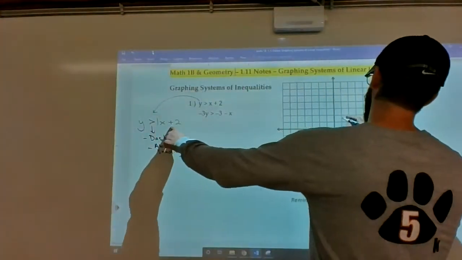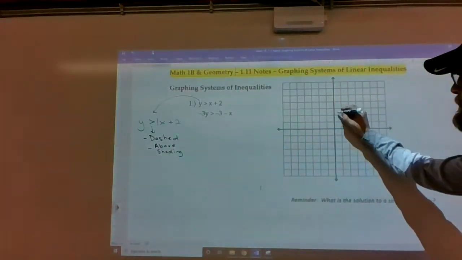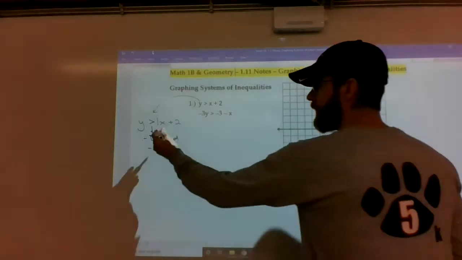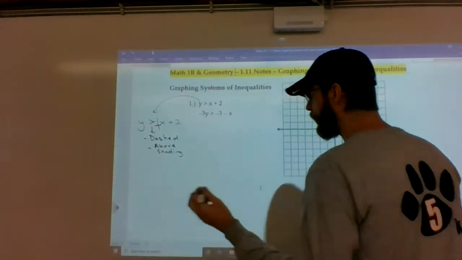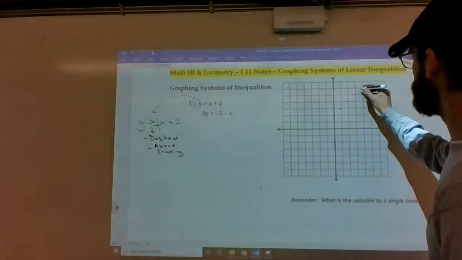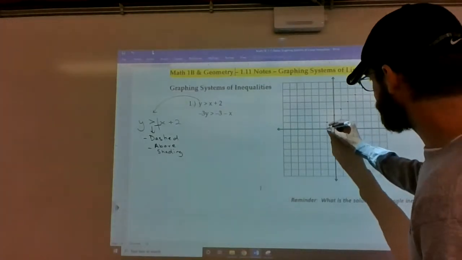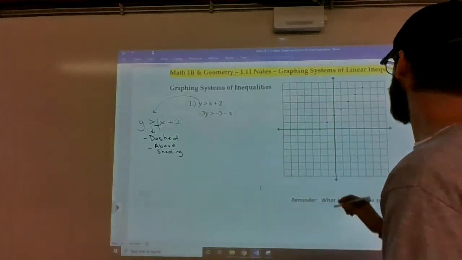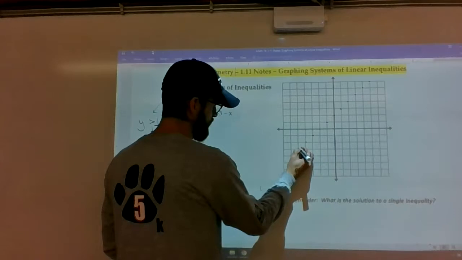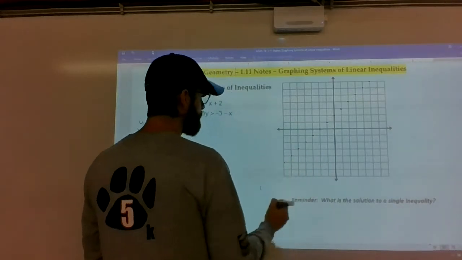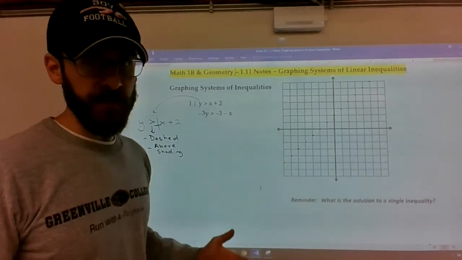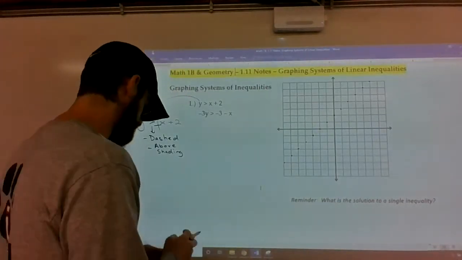So start at 2 on the y-axis. And then your slope is going to be m, which is 1 over 1. Up 1 over 1, up 1 over 1. Same as before. Down 1, left 1, down 1, left 1. There we go. So remember, we've got an invisible boundary right now. That's what the dashed line means.